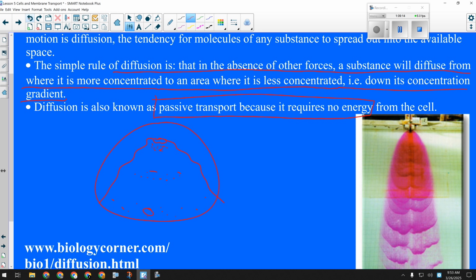So what do we need to know about diffusion? It's free, so it's passive. It moves down the gradient, and it happens within the cell, so it moves through the cytoplasm.